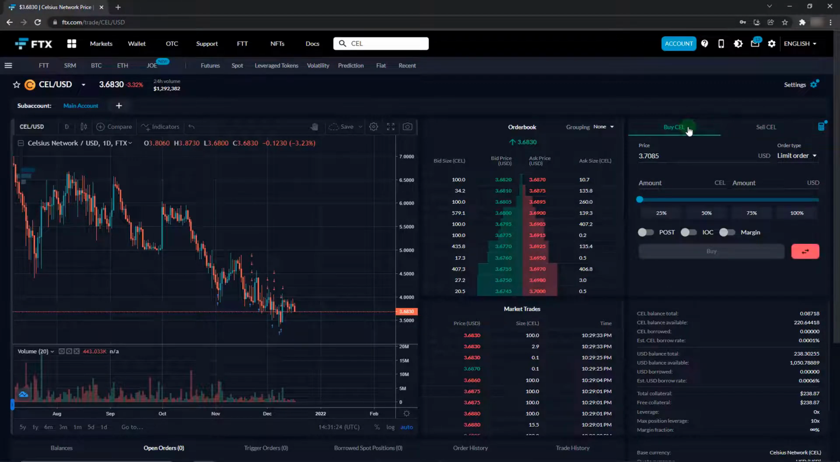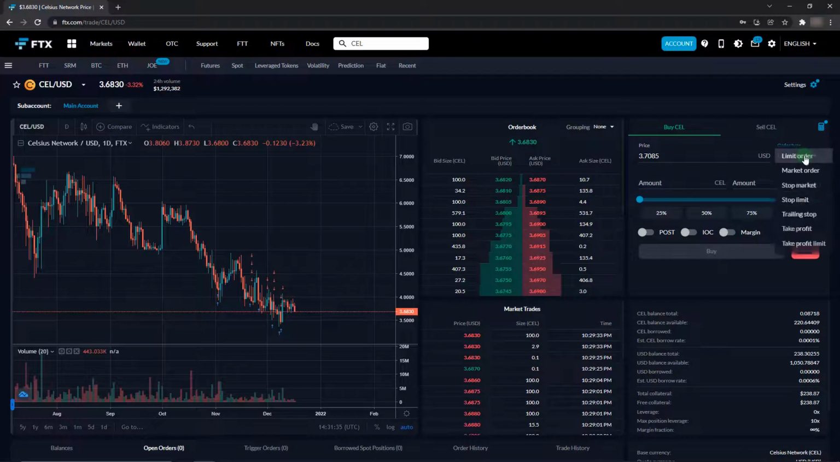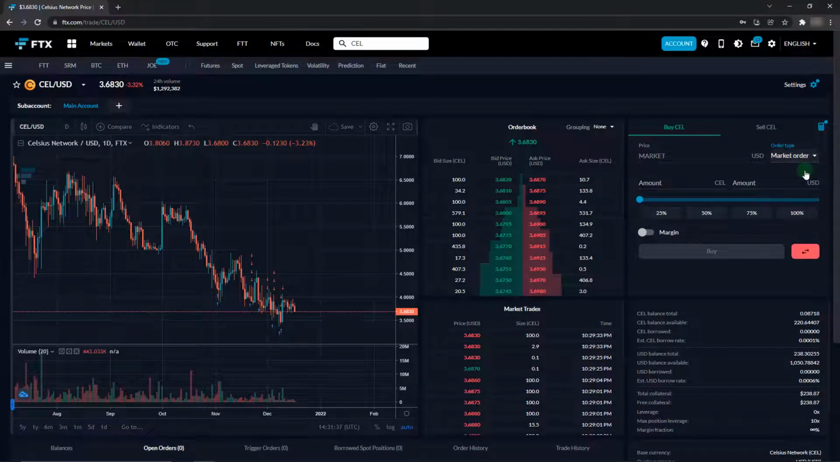Now, in my case, I'm going to buy CEL token. And if I want to buy some CEL token at the current market price, I can set the order type to be market order. And in that case, I don't have the luxury of specifying my preferred price. The order is going to get filled at the current market price. And over here, we can specify the amount of CEL tokens that I would like to buy.